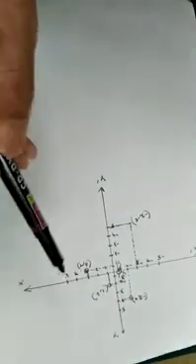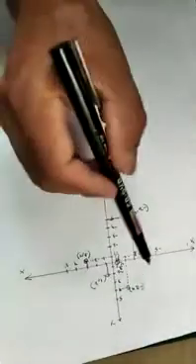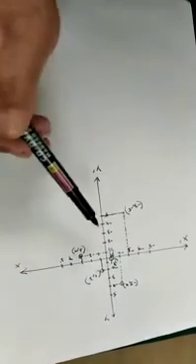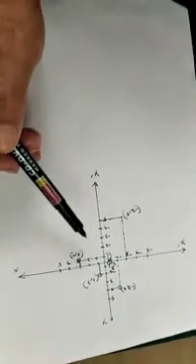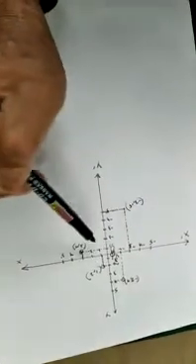Hence we verify the quadrants by drawing the diagram on the Cartesian plane. In this way you can verify the location of the point.